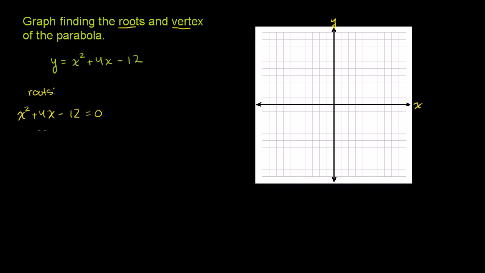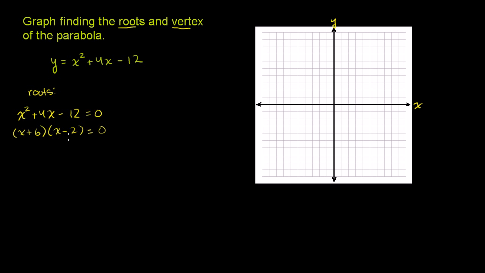We can just think, are there two numbers whose product is negative 12, and if I add them, I get 4? So let's think about it. It looks like positive 6 and negative 2 would work if I would go through all of negative 12's factors. So this can be factored as x plus 6 times x minus 2. 6 minus 2 is 4. 6 times negative 2 is negative 12. So that's going to be equal to 0.